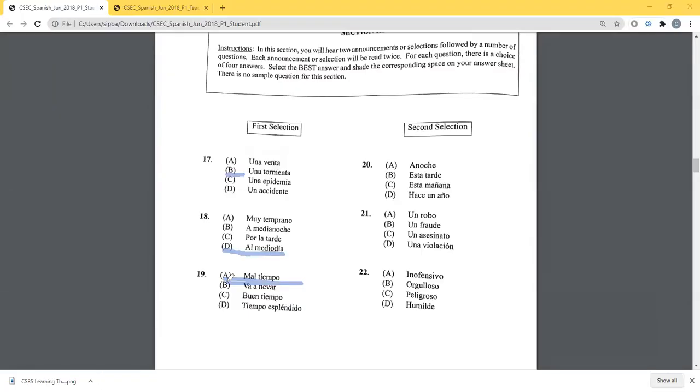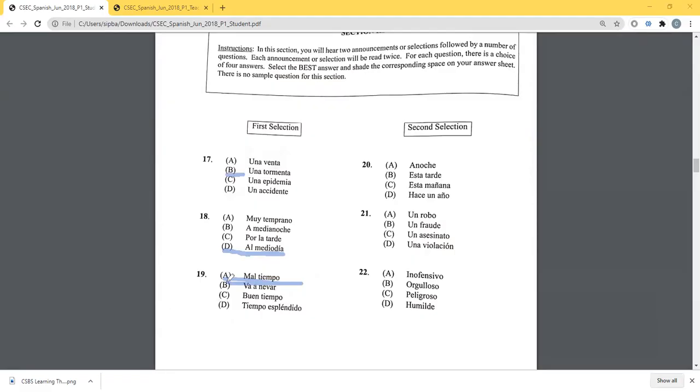Bueno. Aviso importante. Important announcement. Acabamos de recibir información. We've just received information de que se está acercando, that there is approaching, una tempestad fuerte. A strong storm, right? So we've received information that a strong storm is approaching. Llegará mañana aproximadamente a las 12 horas. It's going to arrive tomorrow at 12 o'clock. Estará acompañada de vientos. This will be accompanied by winds con una velocidad, with a velocity de 150 kilómetros por hora, with a velocity of 150 kilometers per hour.